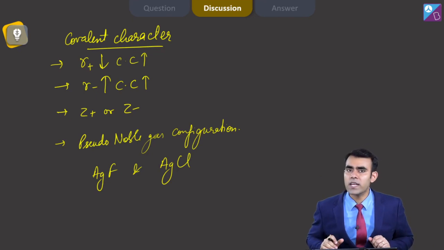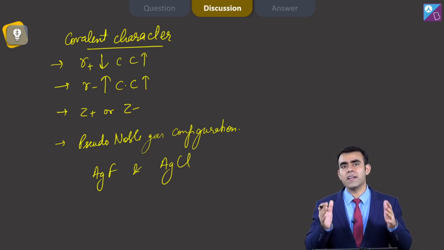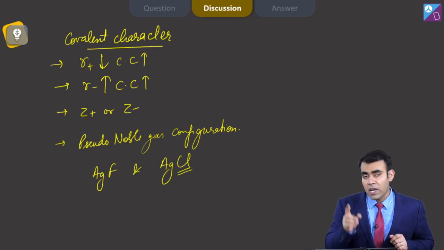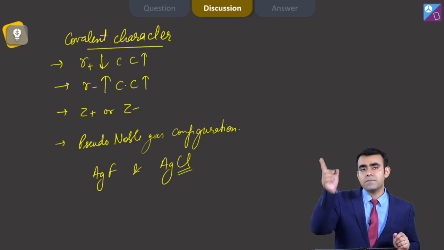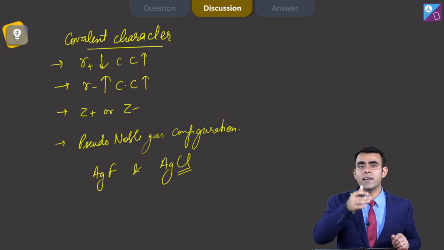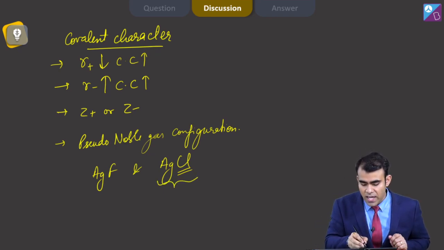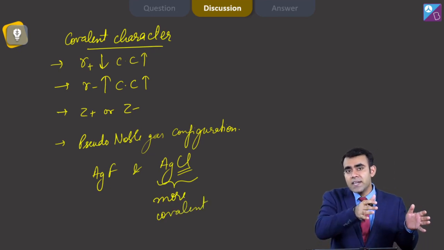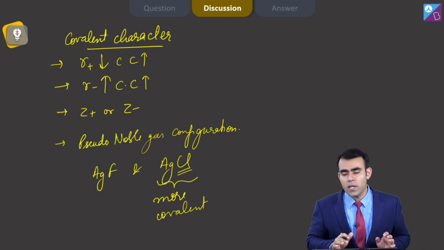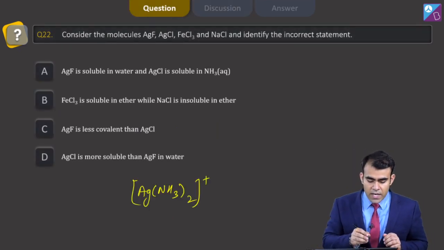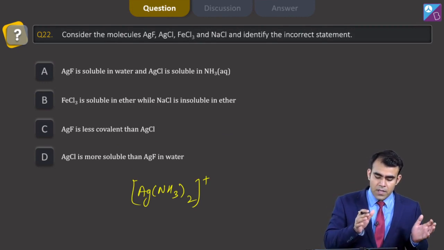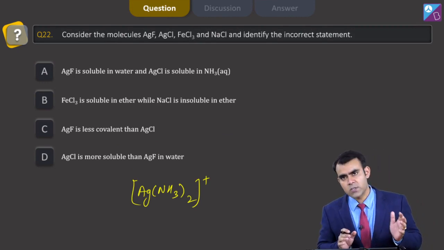Which will have higher polarizing power? Obviously the bigger one, and here the bigger one is the chloride ion. So chloride will have higher polarizability, so it has higher covalent character. So AgCl is more covalent, whereas AgF is not that covalent, and that is the reason for its solubility in water. So if you see here, AgF is less covalent than AgCl. Yes, AgF is less covalent than AgCl.